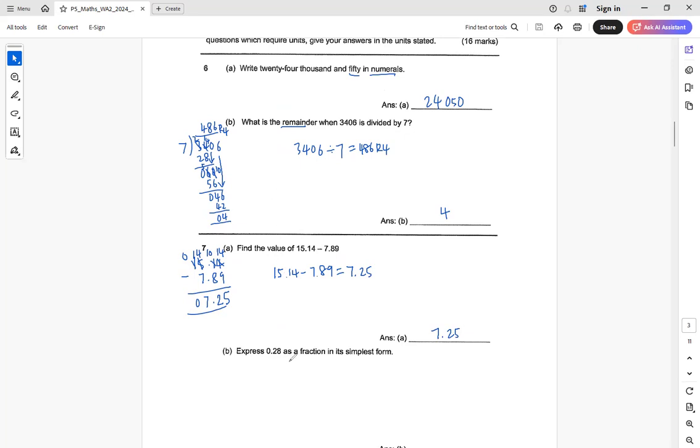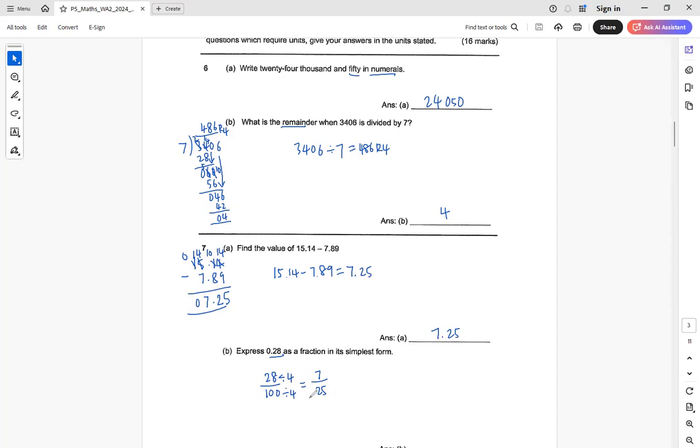Okay, let's move on to question 7B. Express 0.28 as a fraction in the simplest form. So for this one, this decimal is 2 decimal places, so it will just be 28 over 100. Anything in 2 decimal places, you can just put it over 100. And then this one will be given in simplest form. So 28 and 100 both I can divide by 4. So 28 divided by 4 will give me 7, 100 divided by 4 will give me 25.